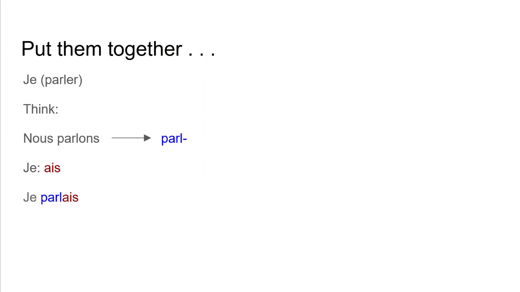So here we'll say, I was talking. For the verb parler, you're going to think, nous parlons. You'll remove the ONS to get the stem. You'll add the ending for the subject you were hoping to use, and then you have je parlais.